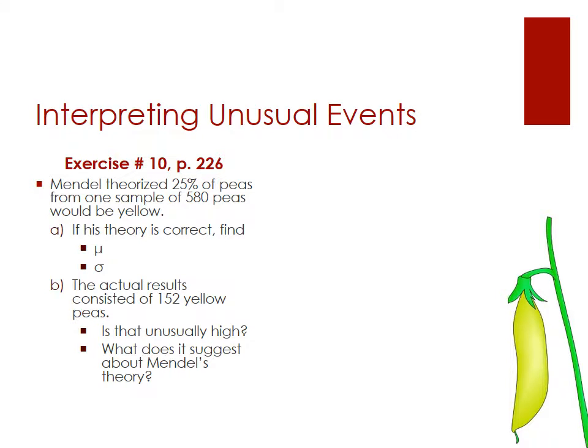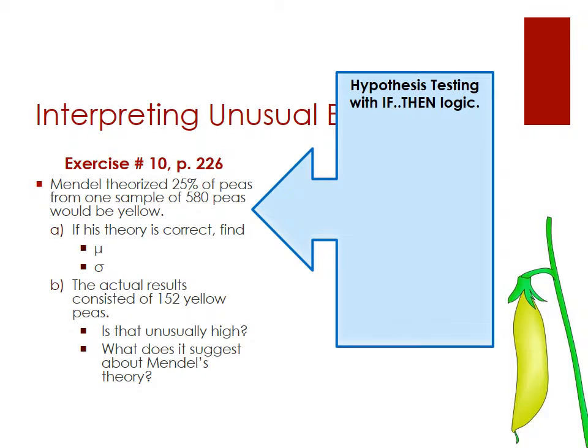In this exercise, number 10 on page 226, we're going to take all the stuff that we've been looking at with binomials and put them together into answering a question regarding interpreting unusual events. So here we're going to be looking at Mendel's theory about peas and pea color. What we're going to be looking at here is the beginnings of hypothesis testing logic of if-then.